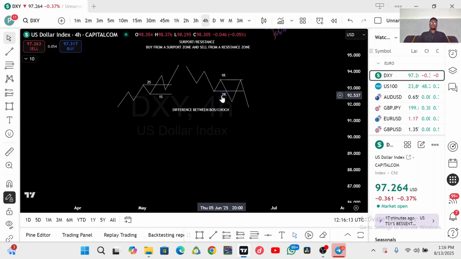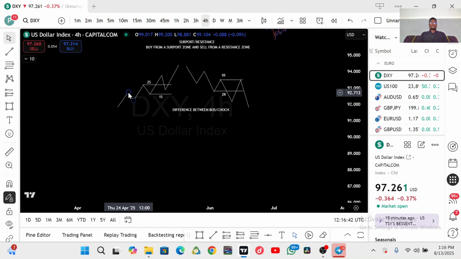Now some person may call it R2. It's okay, but just get what we're saying. Now we said from 2R, as the case may be, to 1R, that zone entirely is what? Our resistance zone. So we expect price to do whatsoever. But today we'll be looking at the difference between break of structure and change of character, BOS and CHoCH.